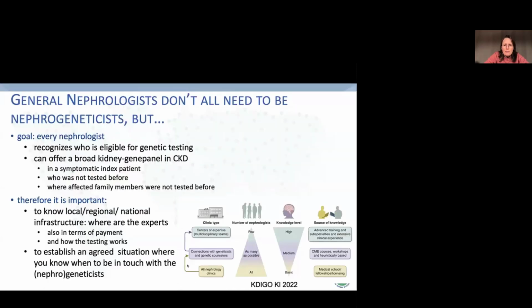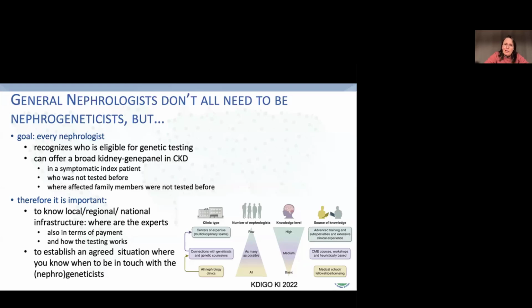The picture on the right downside, you've seen in the webinar from Hila, and maybe also in the KDIGO paper from 2022, where there are ideas about implementation, and that you don't need many experts, but you need a kind of gradient. So a few super experts, and then some more medium experts, and then the general nephrology practice.